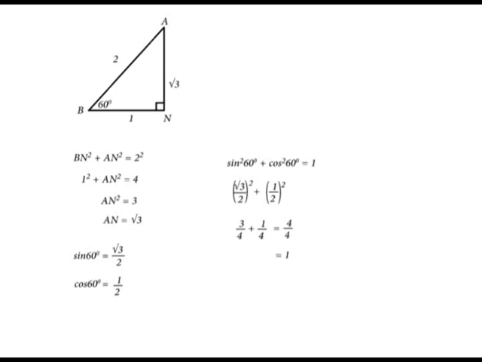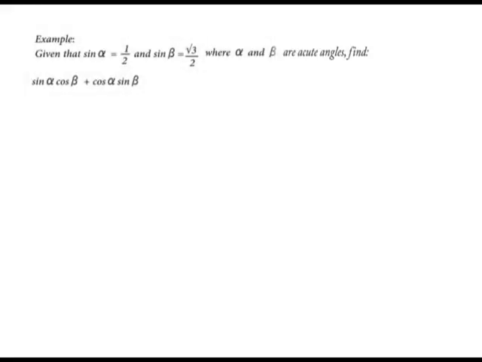We take a few examples. 1. Given that sine alpha is equal to 1 over 2 and sine beta is equal to root 3 over 2, where alpha and beta are acute angles, find sine alpha cos beta plus cos alpha sine beta. Now, given that alpha and beta are acute angles and that sine alpha is equal to 1 over 2, it means that we had a right angled triangle and that the hypotenuse was 2. If we mark this as alpha, then it means the opposite side here is 1 unit.